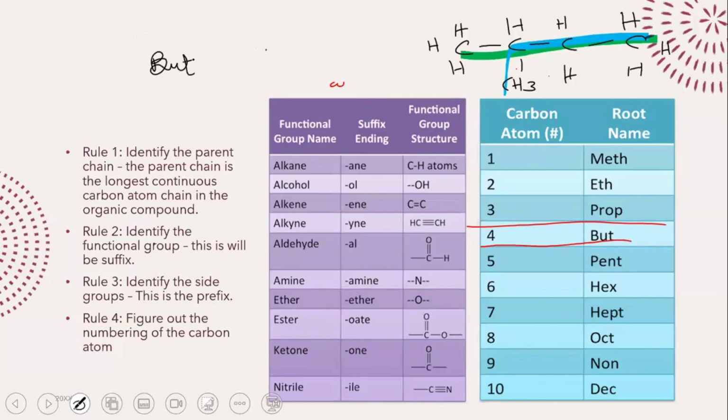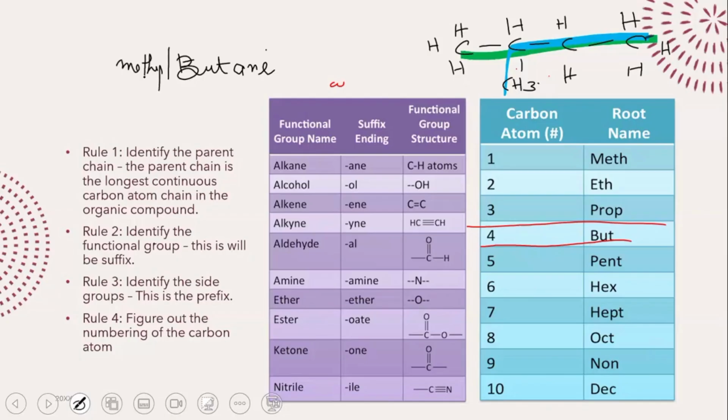Then we are going to go ahead and write down our functional group. So you can see we are dealing with an alkane. So it will be butane, right? Now, again, our side chain is the same as before. The side chain has 1 carbon atom, so it's methyl.